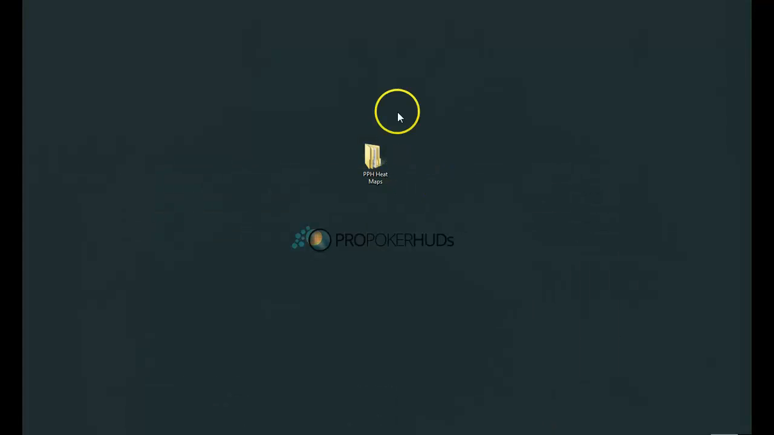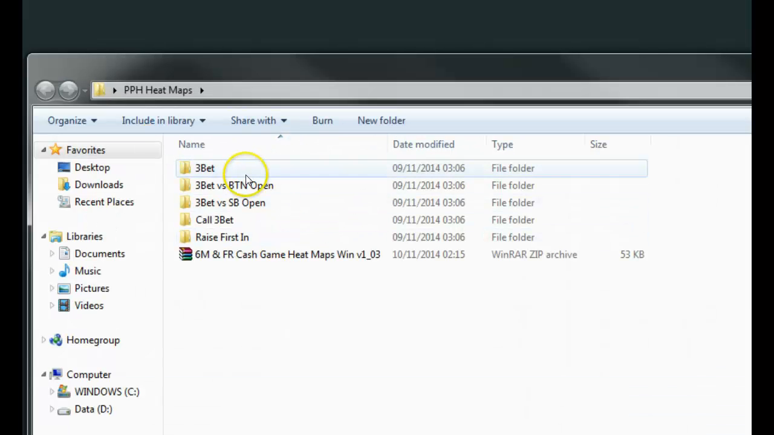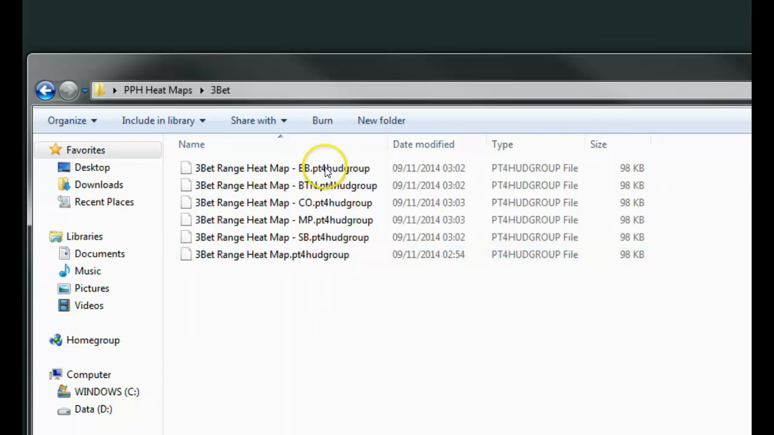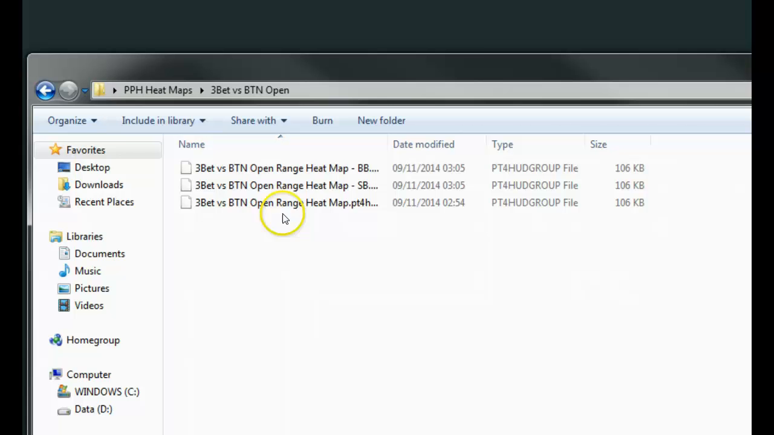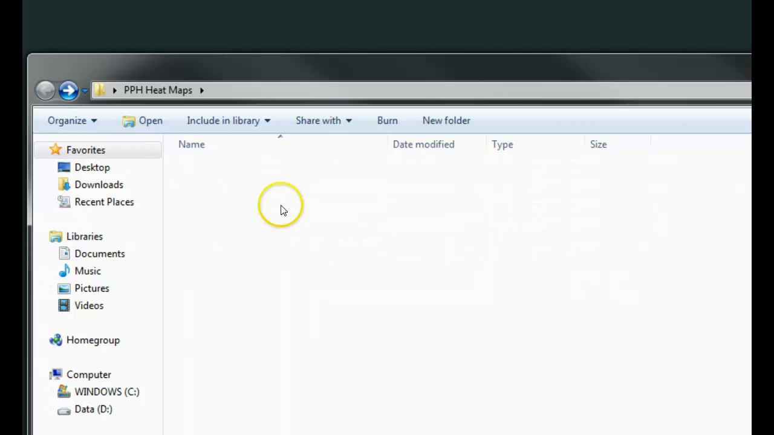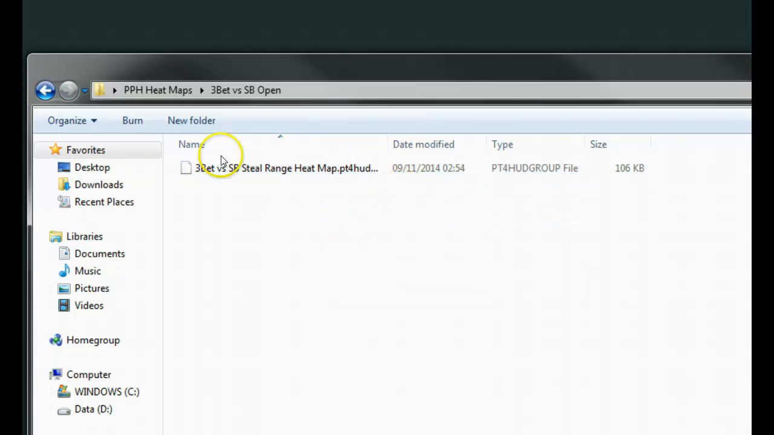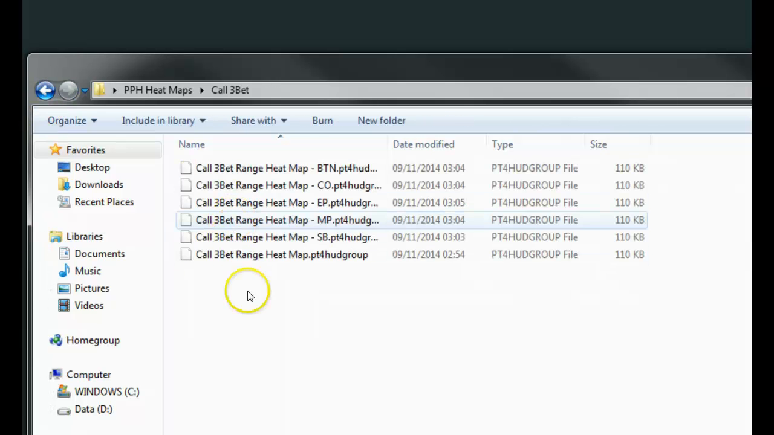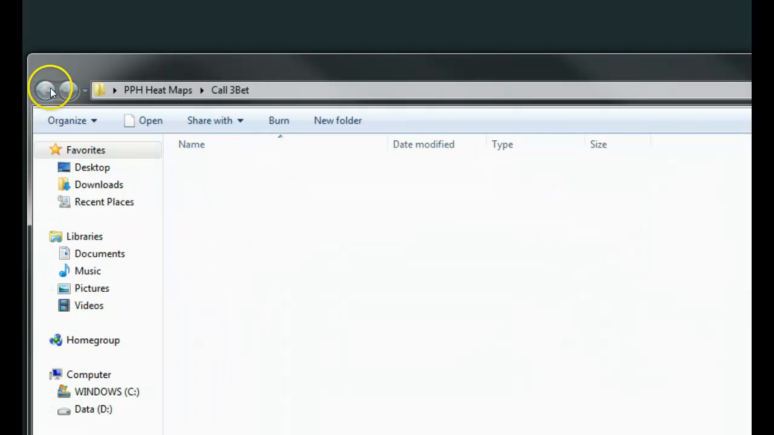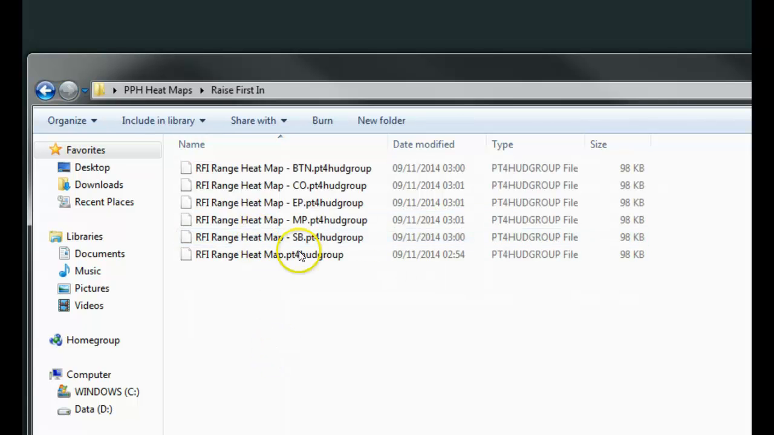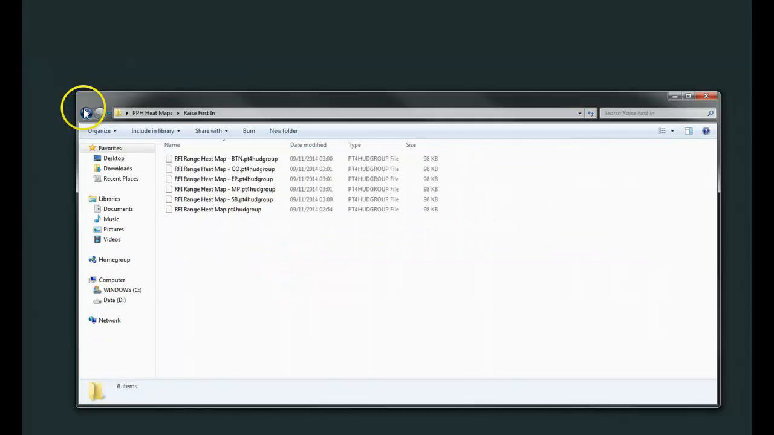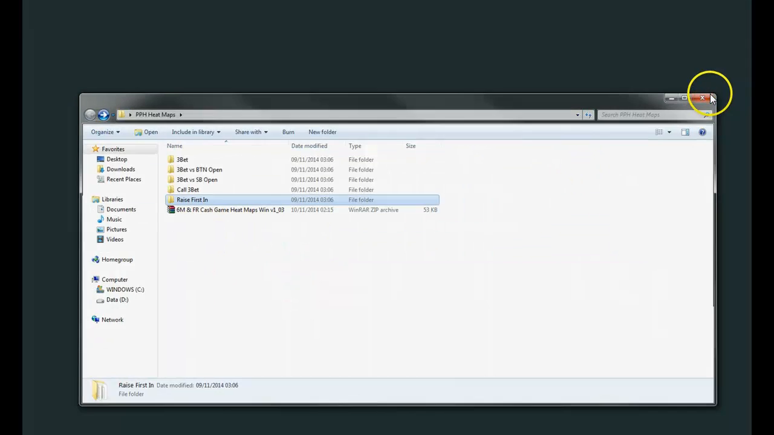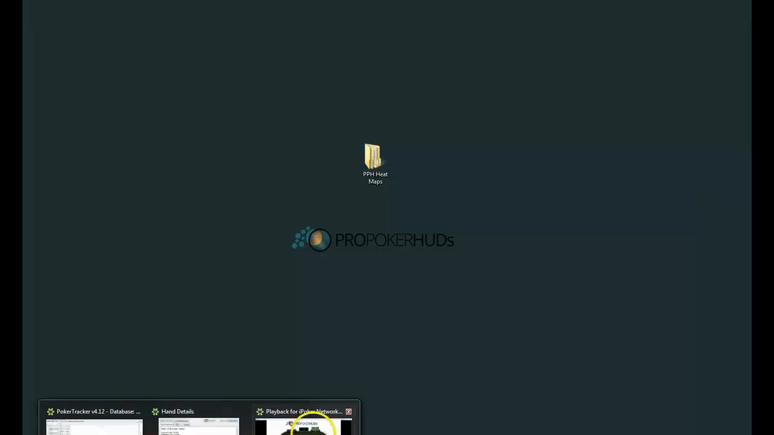Currently, when you download the heat map packs, ProPokerHUDs give you access to 5 different heat maps. You can see here we've got a 3-bet one, and then they're all arranged by position. You get a 3-bet versus one, which is useful for defending versus steals. You get 3-bet versus small blind open, so small blind versus big blind. And then you get call 3-bet range, which is very useful in determining people's defending ranges, and a raise first in one, which I find invaluable. I can't live without that one anymore. I use it every day. So, let's have a look at how we can use these.